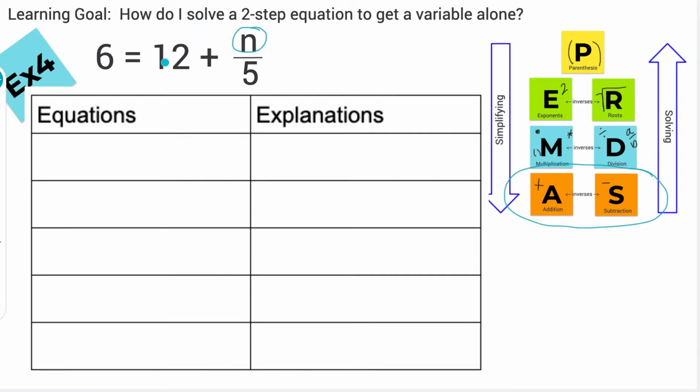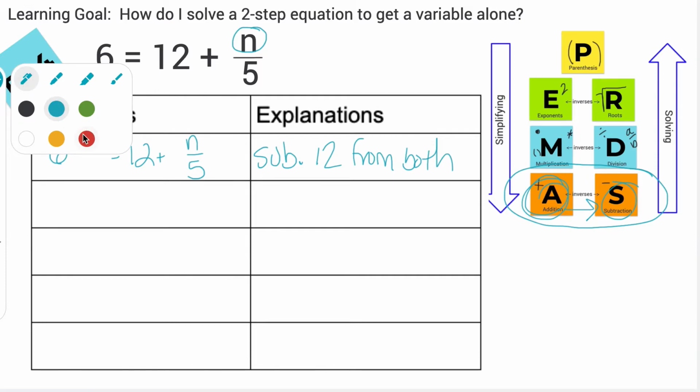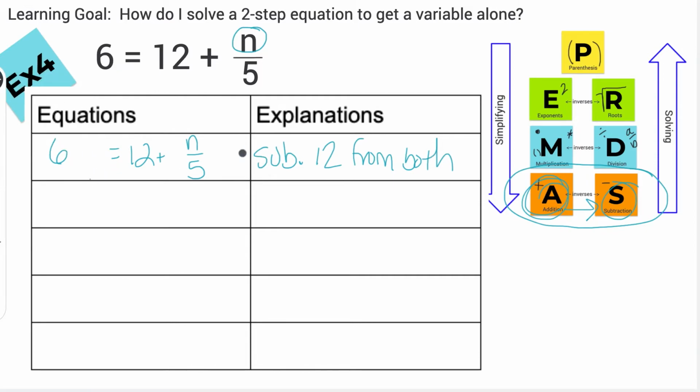So the way I'm going to get rid of this plus 12, the inverse of plus 12 is minus 12. So I'm going to subtract 12 from both sides of the equal sign. So I'm going to copy my equation, leave some space, and I'm going to grab a different color, and I'm going to go ahead and subtract 12 from both sides. So minus 12 on the left, minus 12 on the right, and now we simplify both sides.